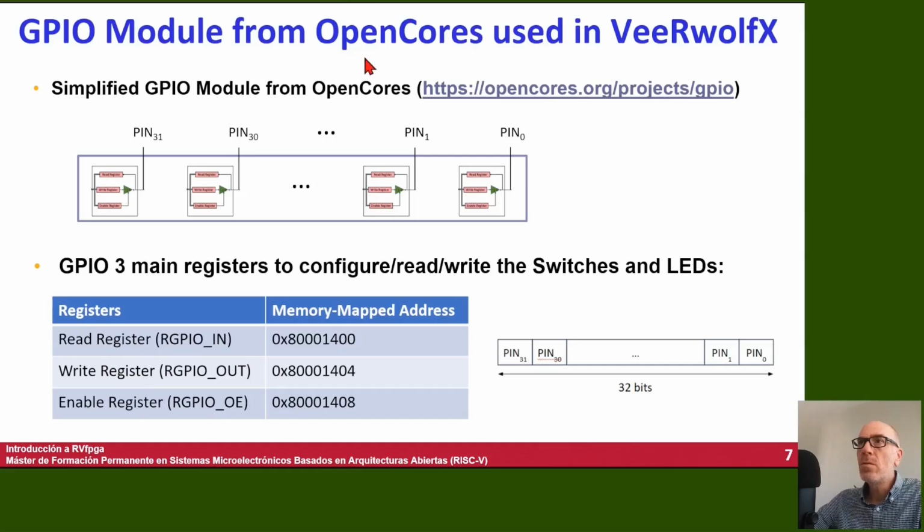Moving on to the specific implementation we use in RVfpga for this peripheral. The GPIO we use was obtained from the OpenCores organization via this link. It's an open source GPIO written in Verilog and consists of 32 pins, numbered from 0 to 31, with each one being similar to the generic GPIO we explained in the previous slide. Like the previous one, it has read, write, and enable registers. In this case, each of them has 32 bits, associated one-to-one with the device's 32 pins.